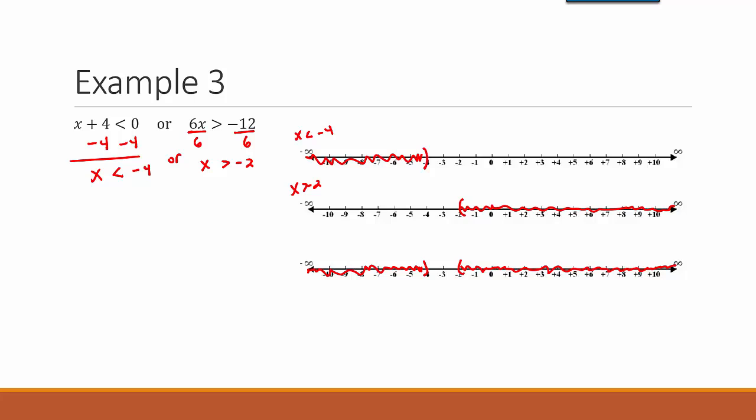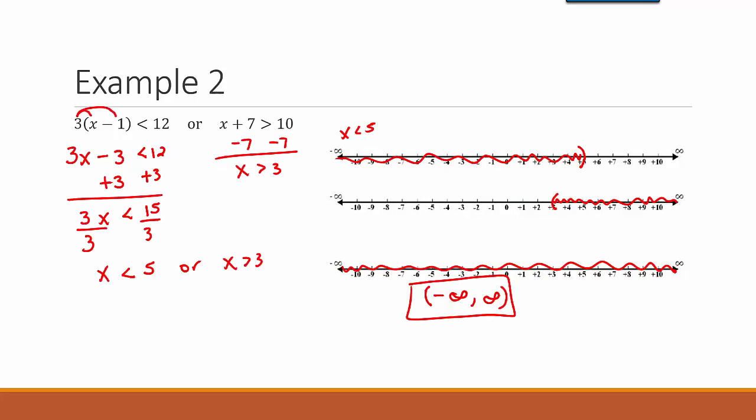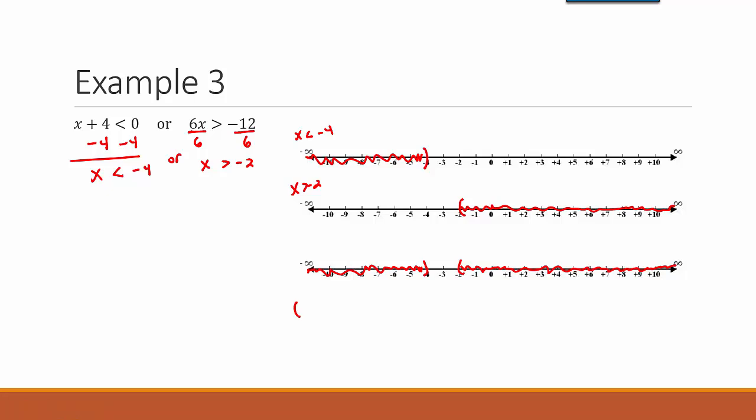Now, to write our answer like this in interval notation where we have a gap in between shadings, then we would go from negative infinity all the way to negative 4, parentheses, and then we use the union symbol. Looks like a U. The union symbol, and we write the other part of the inequality. Negative 2 to positive infinity.